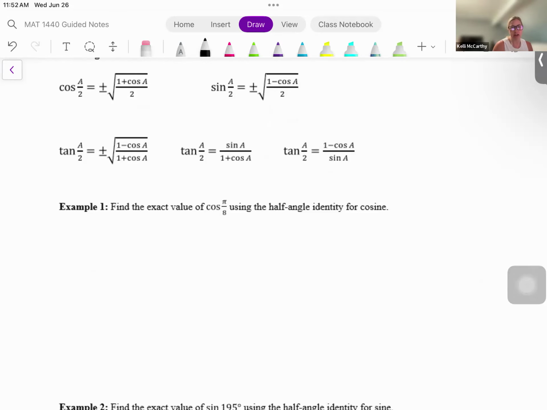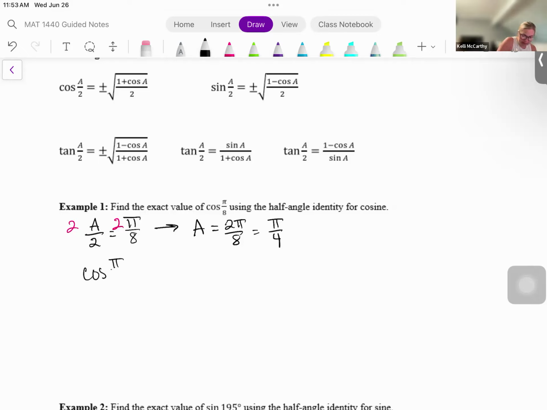Find the exact value for cosine of pi over 8 using the half-angle identity for cosine. So pi over 8 is our angle, but we don't have pi over 8 on our unit circle. So we're going to let a over 2 represent that pi over 8. So if we were to multiply both sides by 2, this tells me that a is equal to 2 pi over 8, or pi over 4, which is an angle that we have on our unit circle.